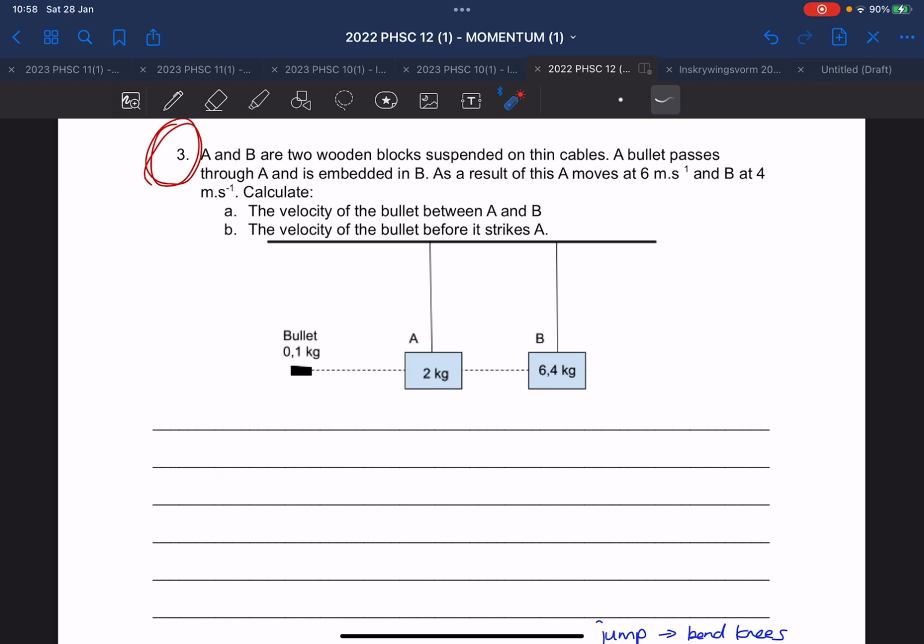Newton's second law is embedded in your brains. Stuck. It is there forever and ever. Until the day that you die, you'll remember Newton's second law. So embedded, it sits in B. As a result of this, A moves at 6 meters per second and B at 4 meters per second. I see there is a negative missing. Anyway.